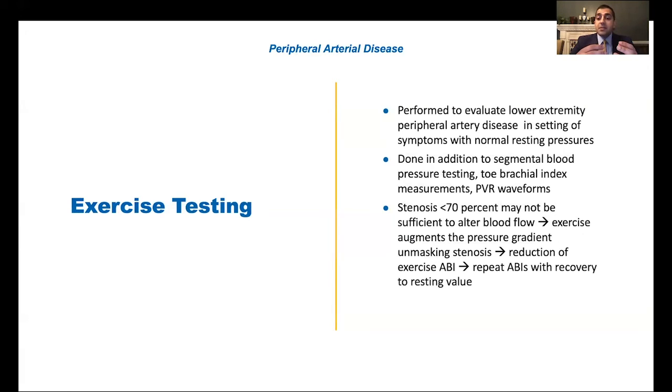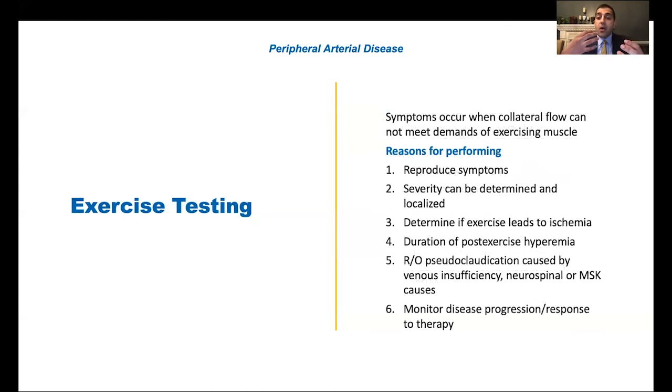So basically, we are performing this to reproduce symptoms, to determine severity, to also see what the patient does during exercise and post-exercise, and that has additional prognostic information, which we'll discuss, and also to rule out pseudoclaudication, which is a condition that manifests as claudication, but is caused by other things, which include venous insufficiency, issues in the lower back, neurospinal, or musculoskeletal issues.